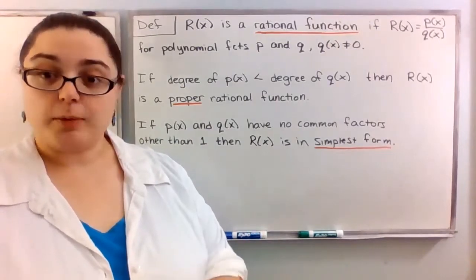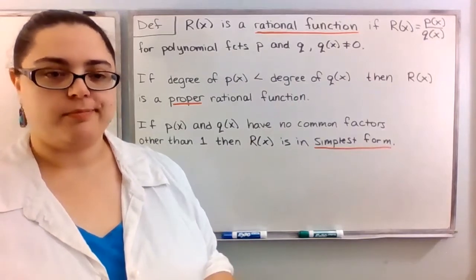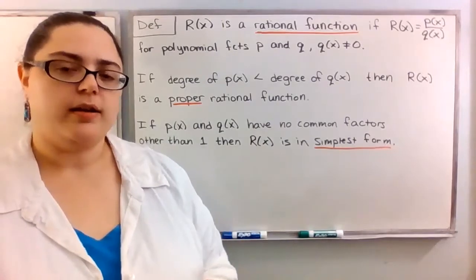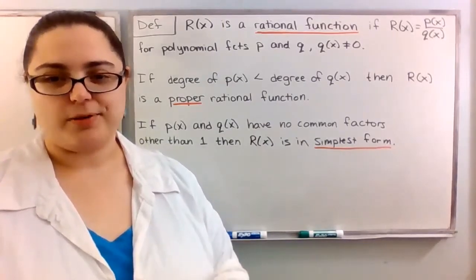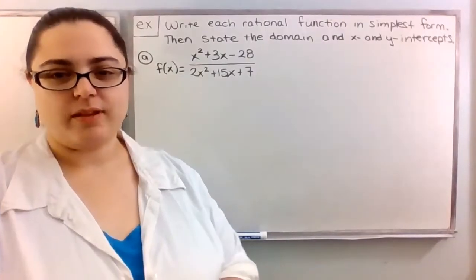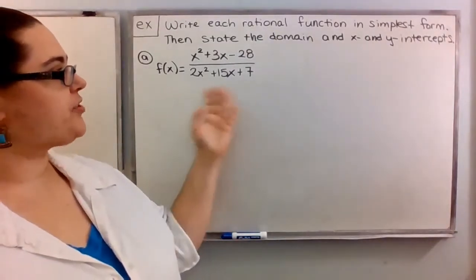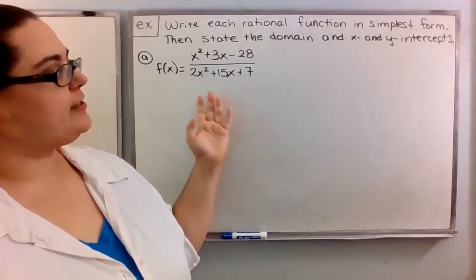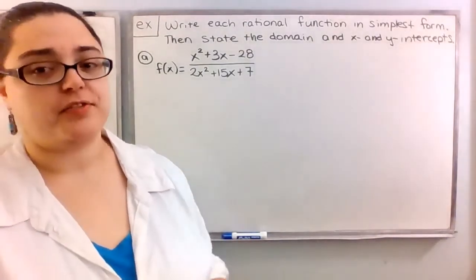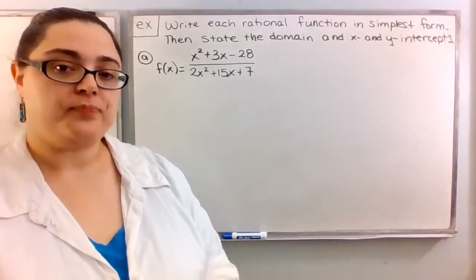So let's do a couple of examples of looking at a rational expression, then we'll simplify it, state its domain, and maybe talk about the x and y-intercepts a little bit. Let's do that first example together. For our first example, we're going to write this rational expression in simplest form, and then state the domain and its x and y-intercepts. Then we'll repeat that process for a second rational function, just so we can see a few different things that might happen.